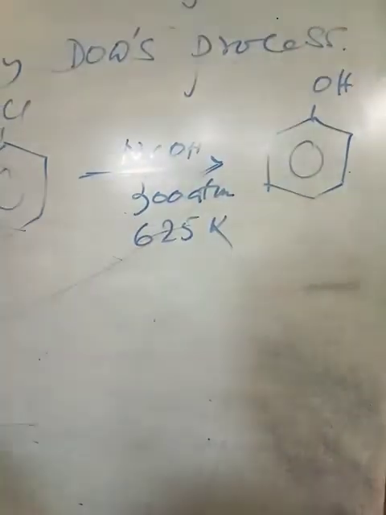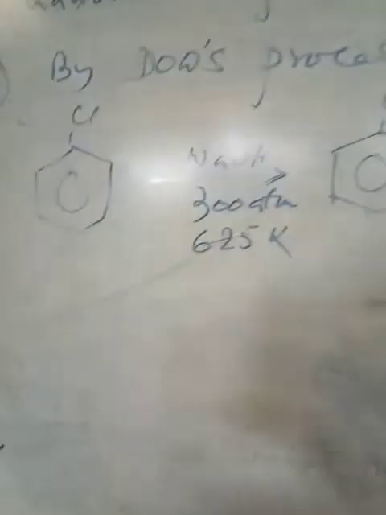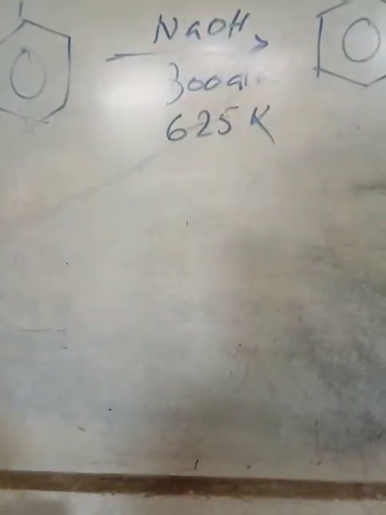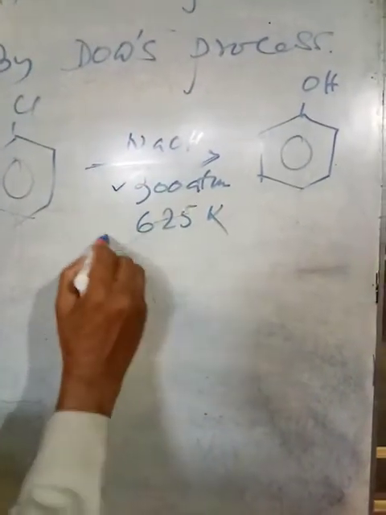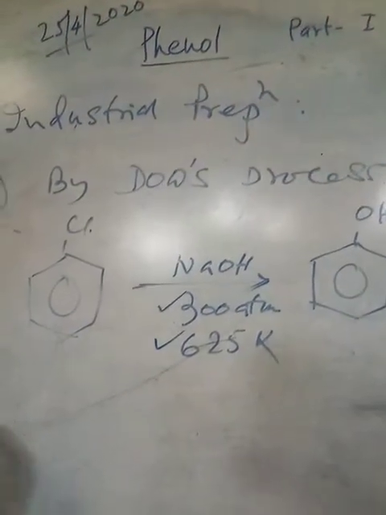OH group is a nucleophile and benzene is a source of electrons. There are 6 pi electrons here. So it will not be easily substituted. Hence, high pressure and high temperature are required to substitute chlorine by OH group.